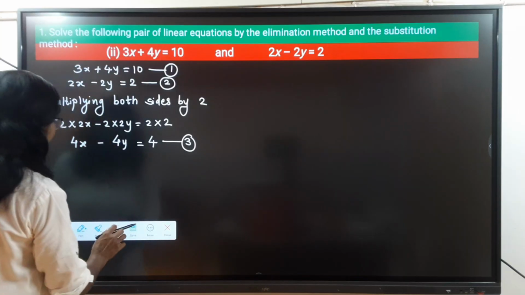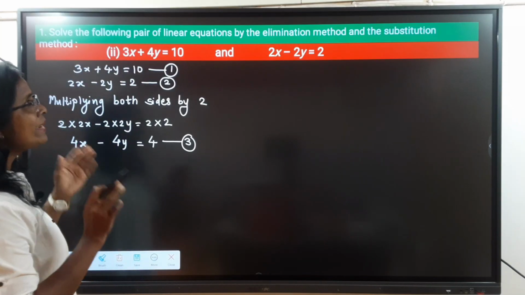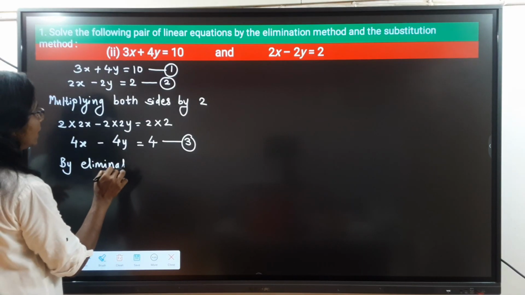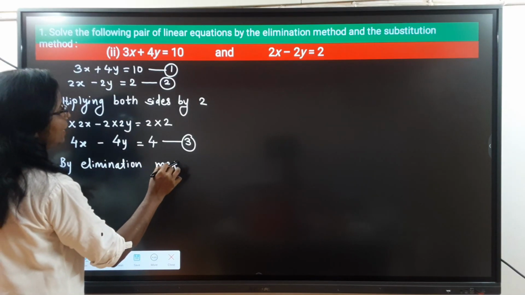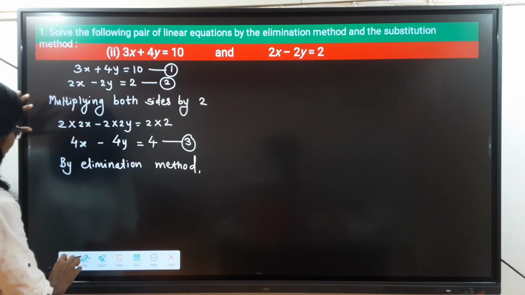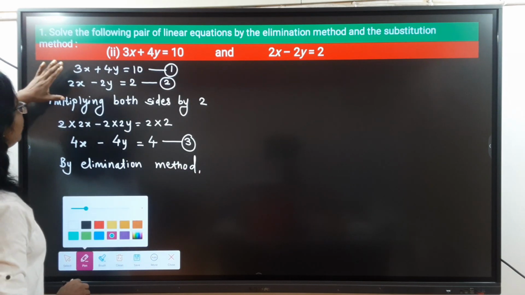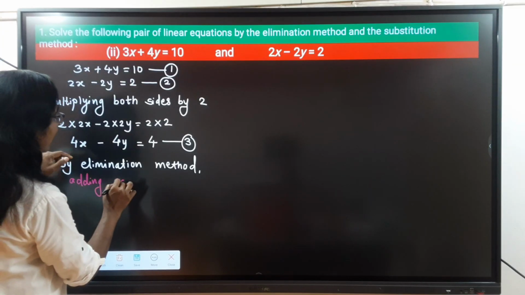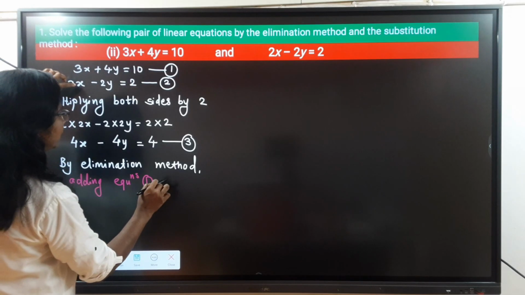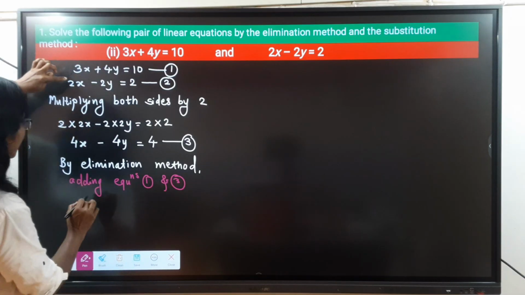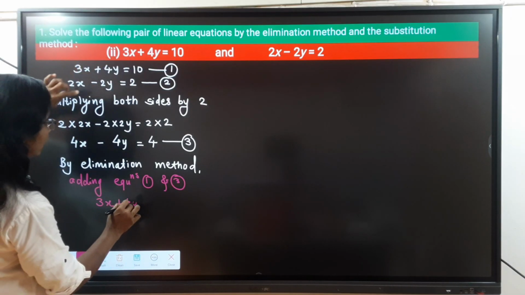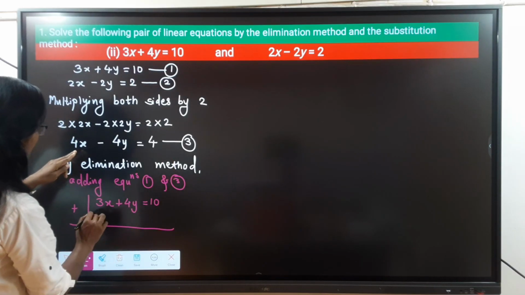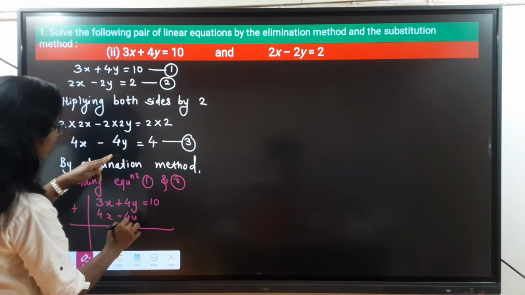Then now here elimination method. Here I write down by elimination method. For elimination method, I write down adding equations 1 and 3. So the first equation is 3x plus 4y is equal to 10. And the third equation is 4x minus 4y is equal to 4.